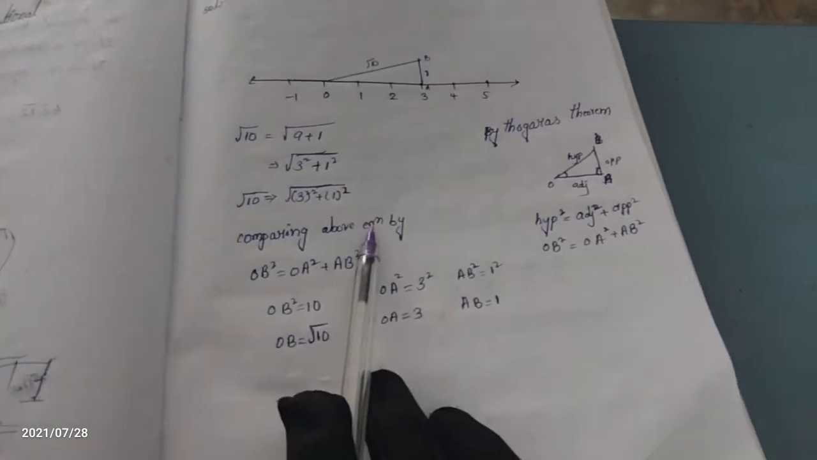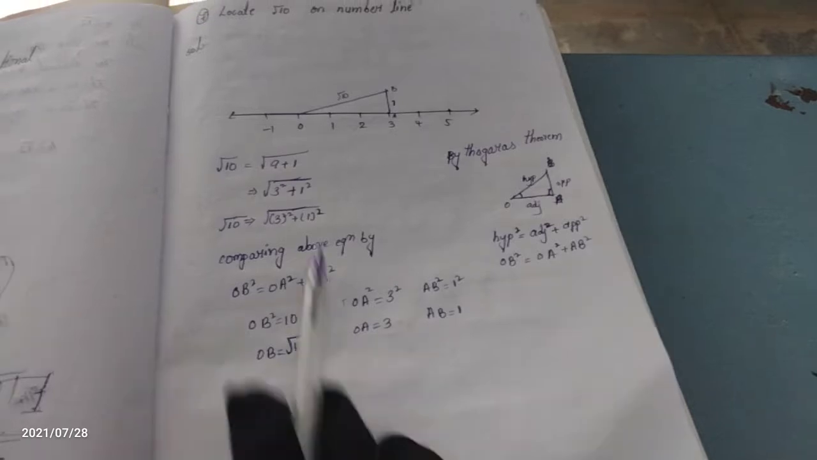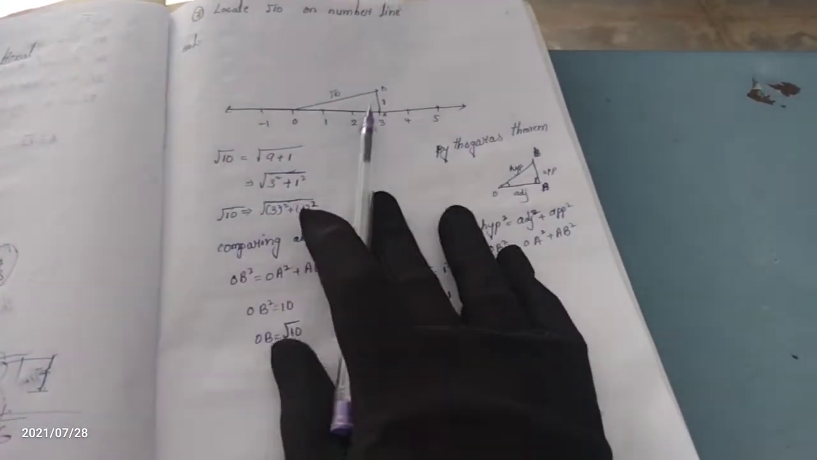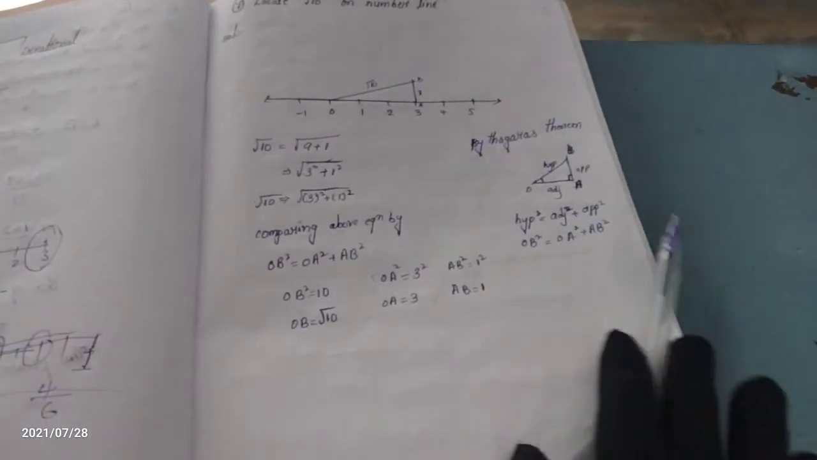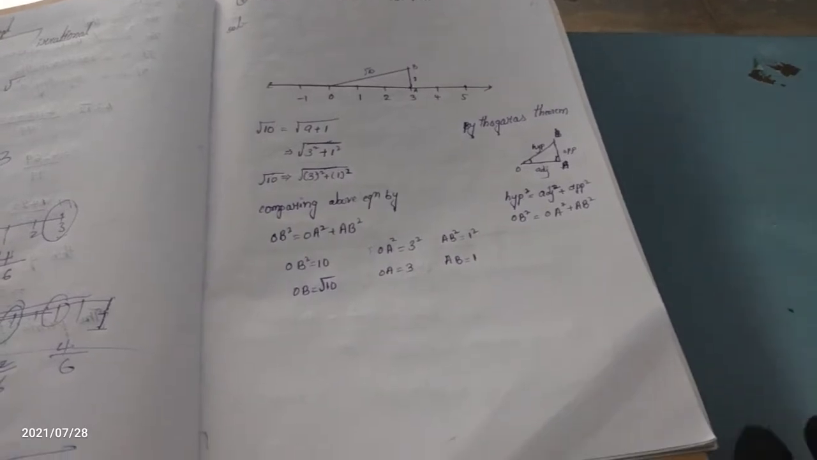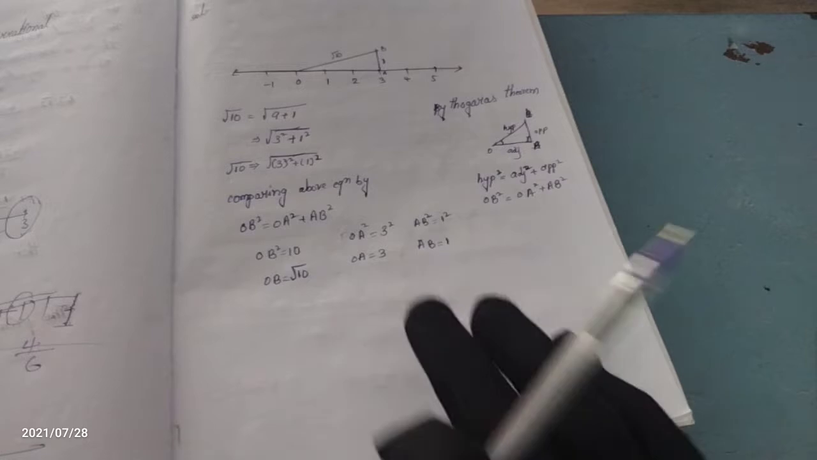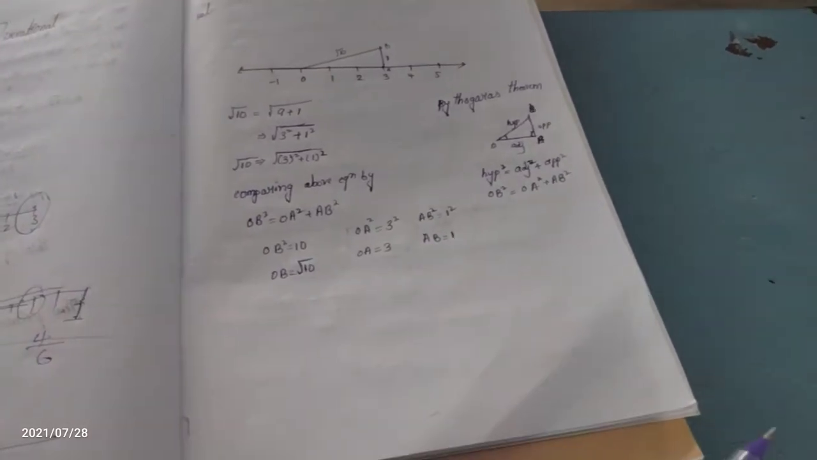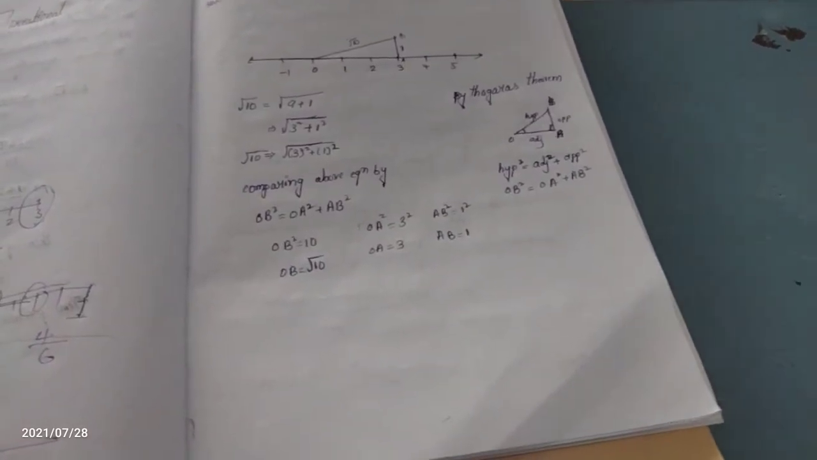This is your answer. This is your root 10. This is a number line. We are locating the root 10. In this problem, the geometric divider is used. That will be used here. Let's try to understand it step by step.